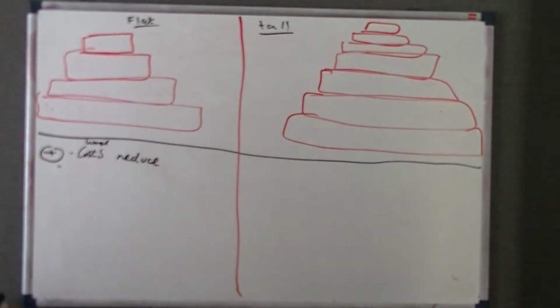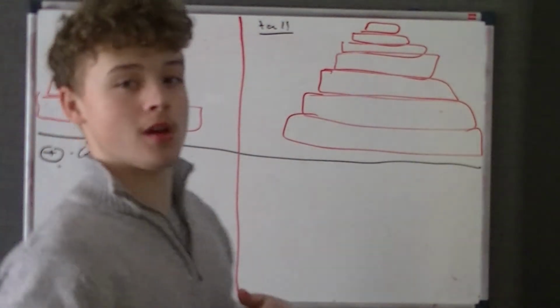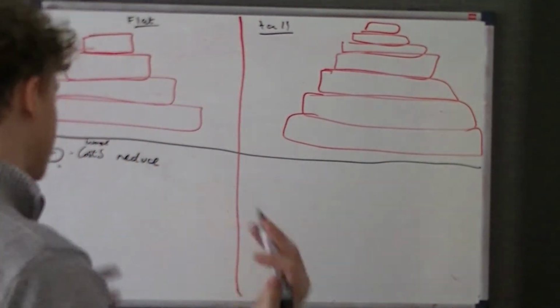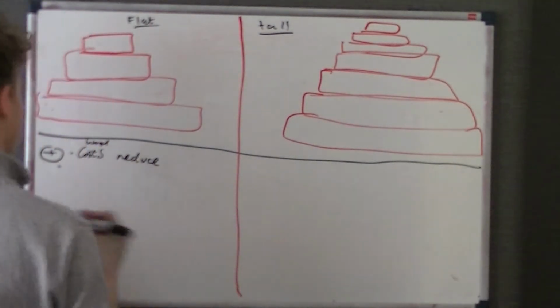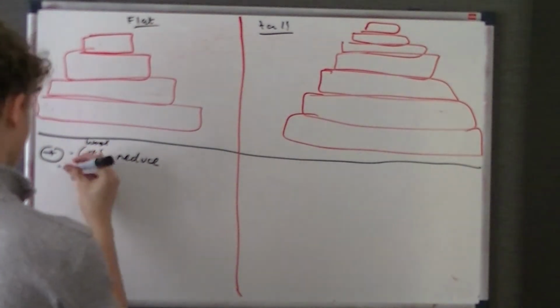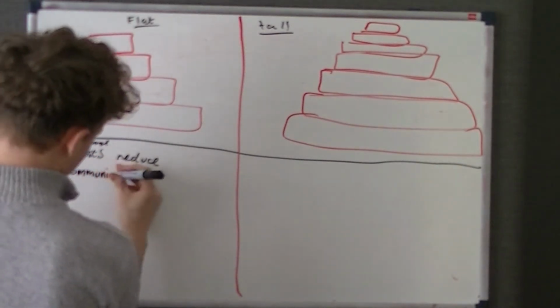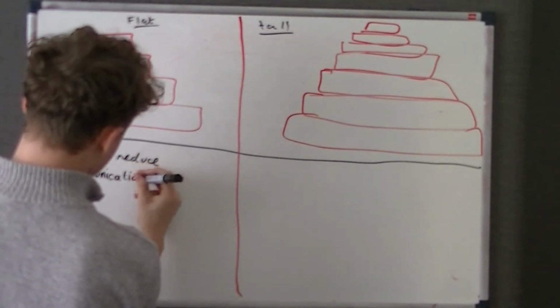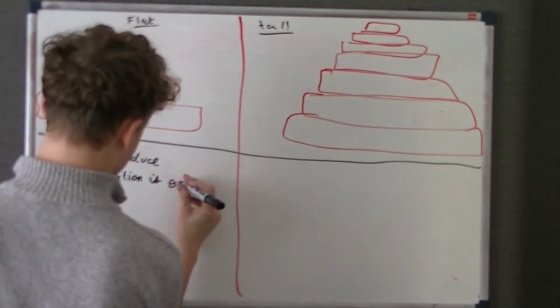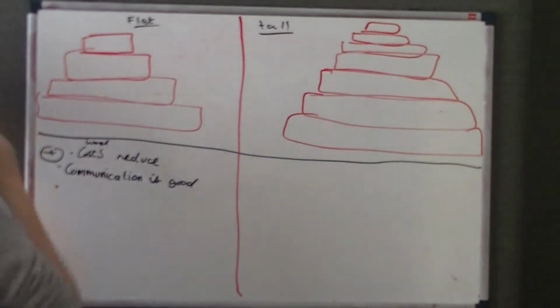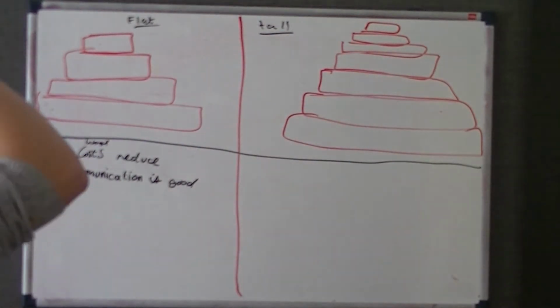And another advantage, with fewer levels in the business, is that if a customer went to complain and it had to go all the way up to the chief exec at the top, they could make a decision very quickly and it wouldn't take that long. So, how do you phrase that? Communication is good, or quick, whichever one you want to do. So, wage cost reduce, communication is good.